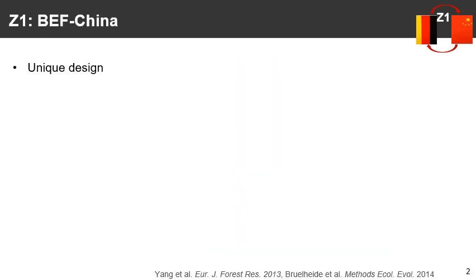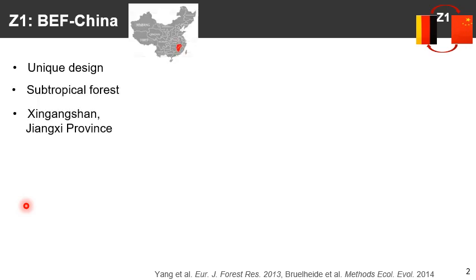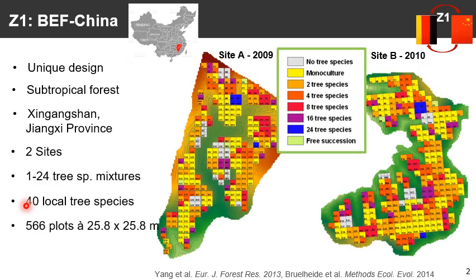The BEF China experiment is unique. This means you will not find a similar experiment in other places in the world. It's a subtropical forest. It's based in the Jiangxi province. It has two sites. Site A was planted in 2009 and Site B was planted in 2010.